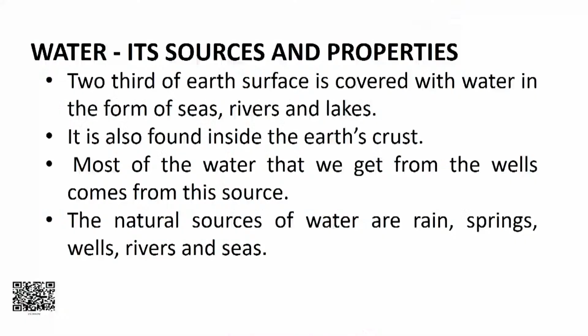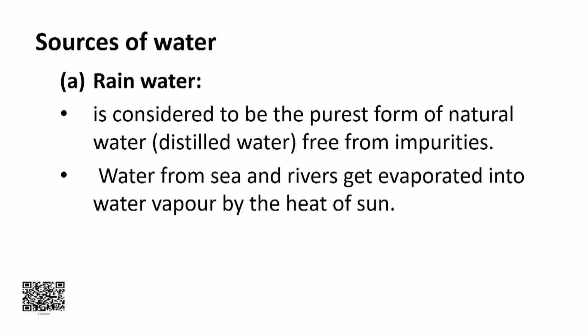We know 2/3 of the earth's surface is covered with water in the form of sea, lake, river, pond, glaciers and many other things, and it is also found inside the earth's crust, and most of the water we get from the wells comes from this source. The natural sources of water are rain, springs, wells, rivers, and seas and oceans.